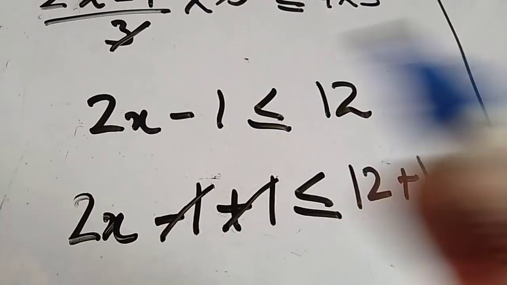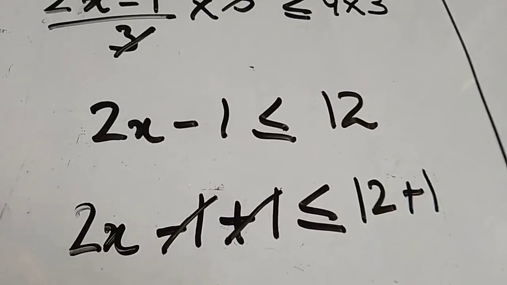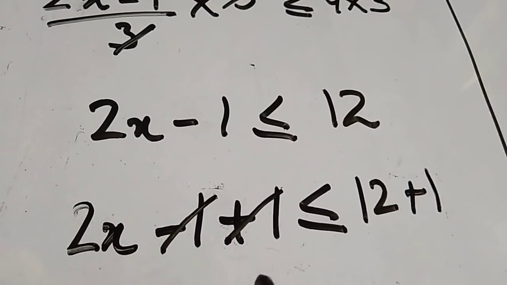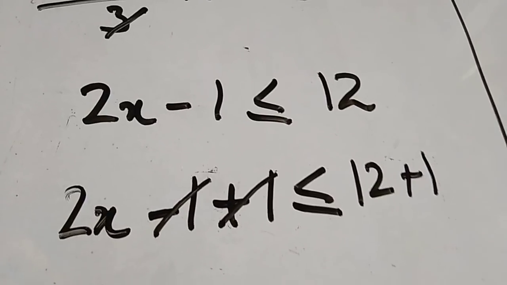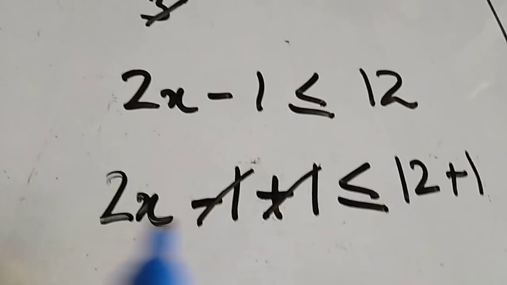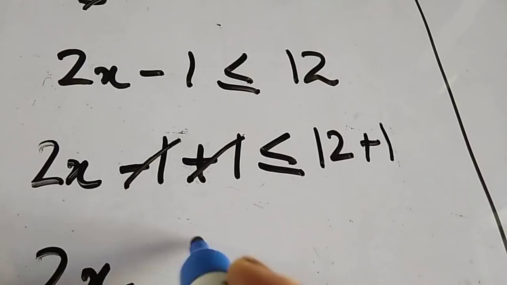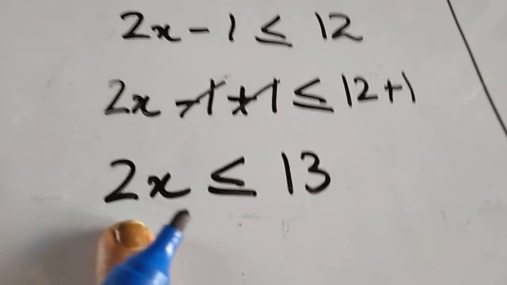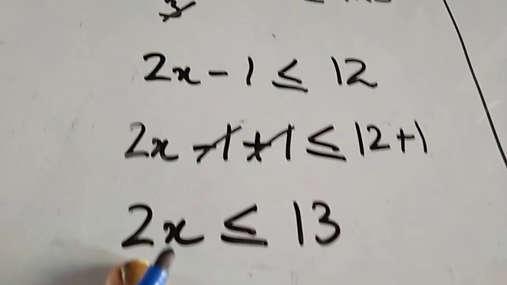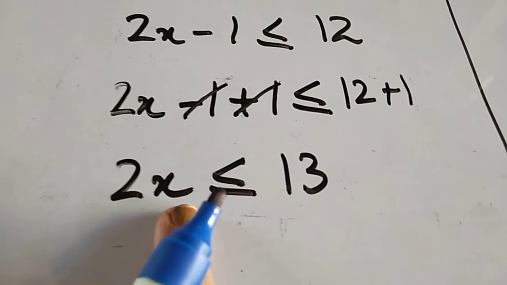When it is minus 1, we will add. When it is plus 1, we will subtract on both sides. When it is multiplied by 2, we will divide by 2 on both sides. When it is divided by 2, we multiply by 2 on both sides. Reverse process. So 2x becomes less than or equal to 13. Now it's the chance for this 2 to be removed. Since 2 is being multiplied with x, how will you remove this?